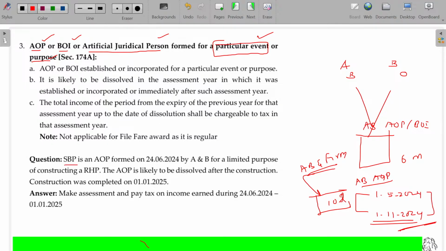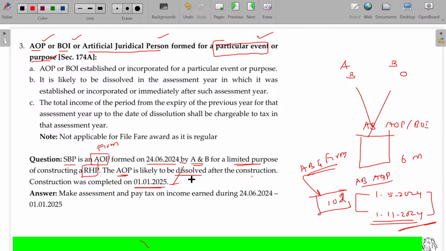Okay. AB is an AOP. I will explain AOP and BOI in detail later on. Here you will understand it as similar to a partnership firm. A and B together form a partnership firm and do a business. Formed on this date by A and B for a limited purpose of constructing a residential house property. The AOP is likely to be dissolved after the construction. The construction was completed on this date. They formed and completed on these dates.